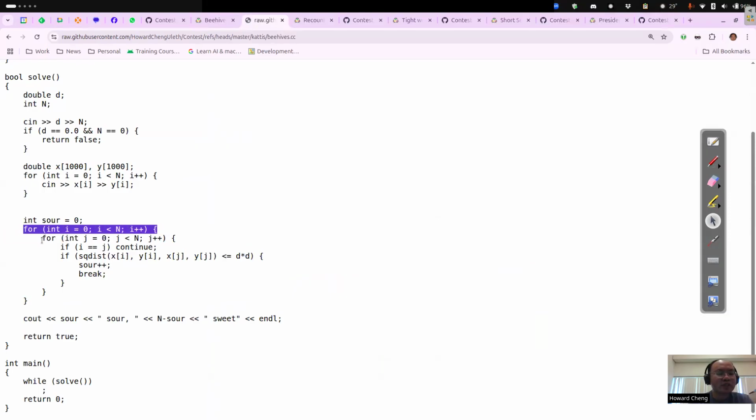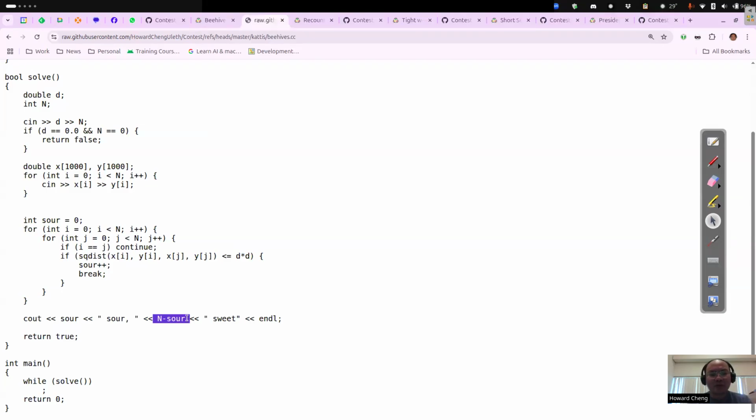So for each point, I check every other point. So don't check if I is equal to J. And then I ask if the distance is too close, then I add sour plus plus. But then I remember to break because once I found something that makes it sour, I don't have to check for any other ones. Otherwise it would possibly ruin my counts: if there's three different ones close to a certain beehive, I only want to count that once, not three times. And at the end, I just print it out. If I know how many are sour, then n minus sour is sweet.